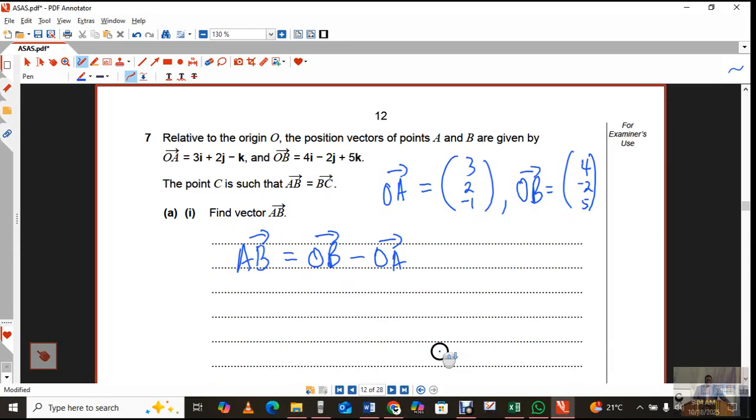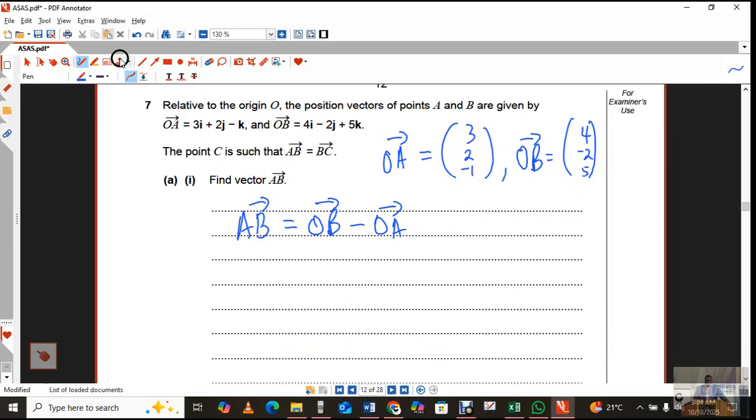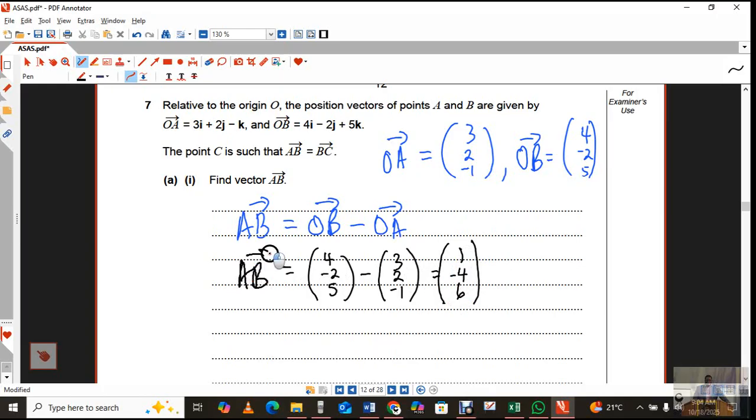What do we have? We know what OB is, so we're just going to subtract corresponding elements from each other. So we just write it in proper order. We have 4 minus 3, that is 1, -2 minus 2, that is -4, 5 minus -1, that is going to be 6. Okay, and this is AB. That's what we were supposed to calculate there.